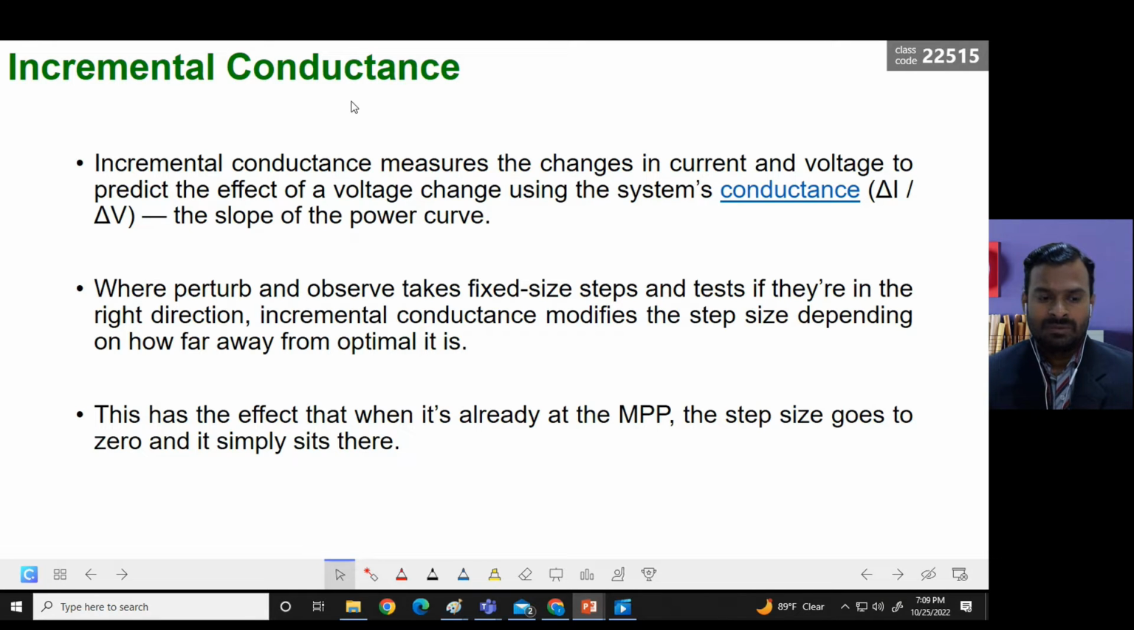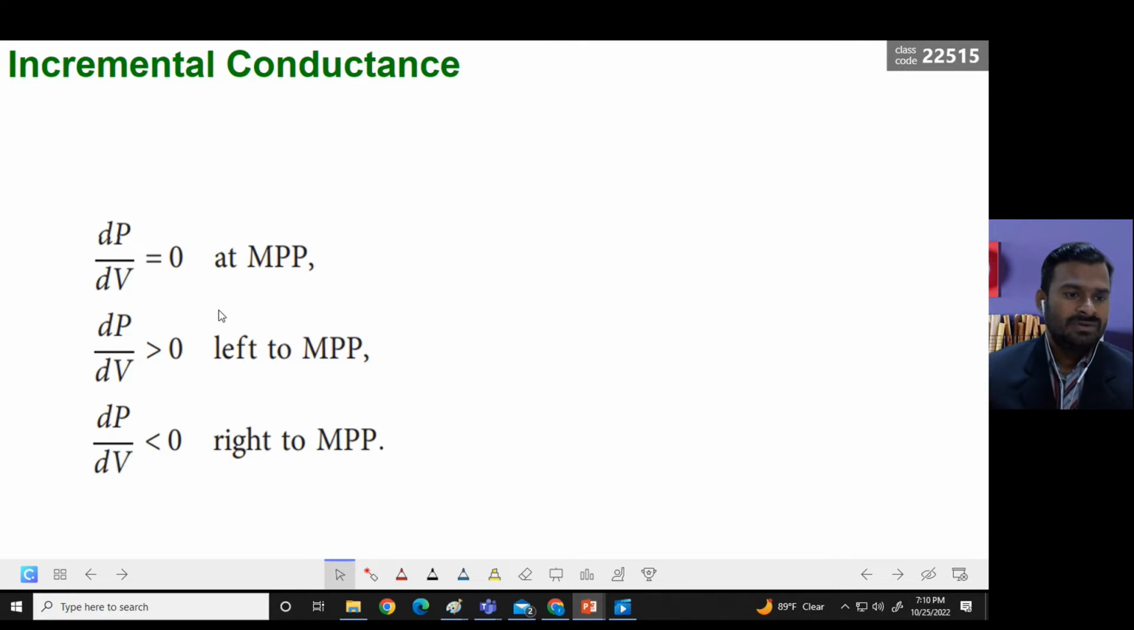So you will have a different step size, so that it will not have much oscillation, and you will have a better efficiency than the previous method. If you see the rate of change of power with respect to voltage is zero, that means it is at the maximum power point, because there are no more changes. When there is no rate of change of power, the tracker or the panel is working at the maximum power point.